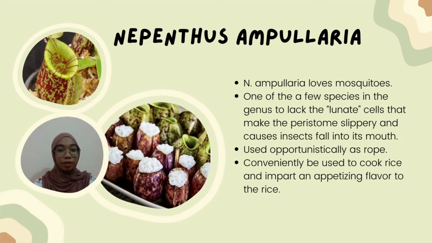Nepenthes ampullaria loves mosquitoes. Mosquito larvae break down leaf debris and help transfer nitrogen from it to the plant through the excretion of ammonium ions. Nepenthes ampullaria is one of a few species in the genus to lack the specialized cells called lunate cells that make the peristome slippery and cause insects to fall into its mouth. Like most Nepenthes species, the pliable stems of Nepenthes ampullaria are used opportunistically as rope. Its pod-like pitchers can conveniently be used to cook rice and are steeped to impart an appetizing flavor to the rice.